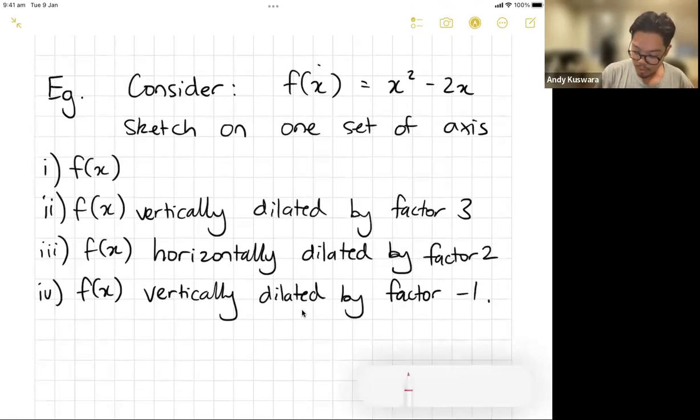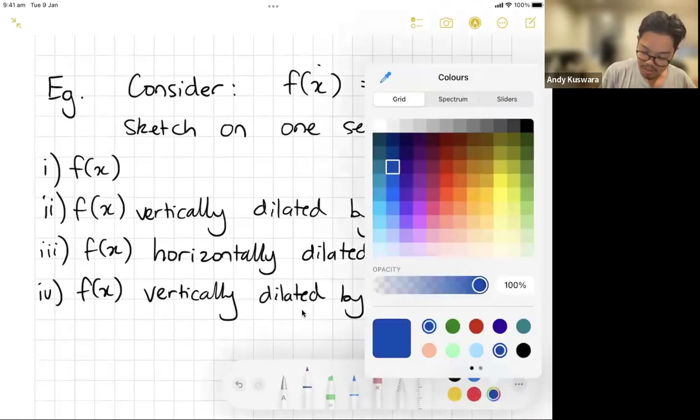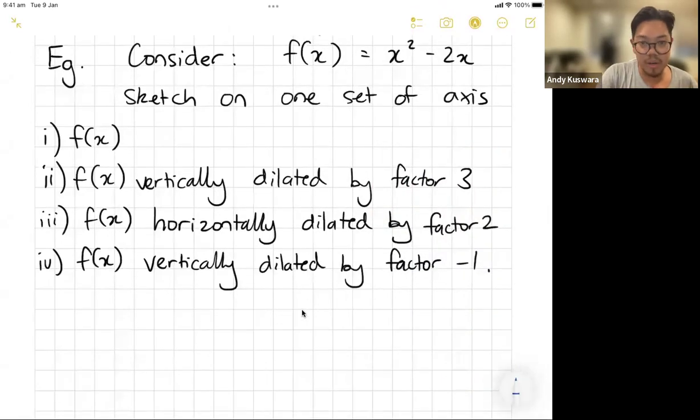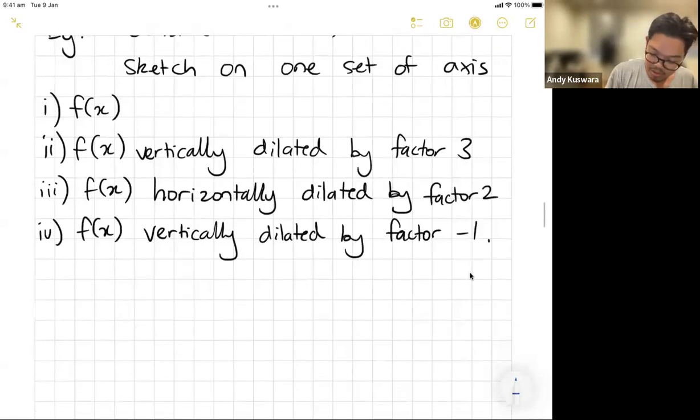This is what I hope the questions would somewhat look like. For example, we've got f(x) equals x squared minus 2x. And what we're going to do is sketch on one set of axes the original function. What happens if we vertically dilate it by a factor of 3? What happens when we horizontally dilate it by a factor of 2? And we're going to vertically dilate by a negative number, and we'll see what that does. Okay, so let's just take a note here. I'll come back to the sketching, but let's talk about each one.